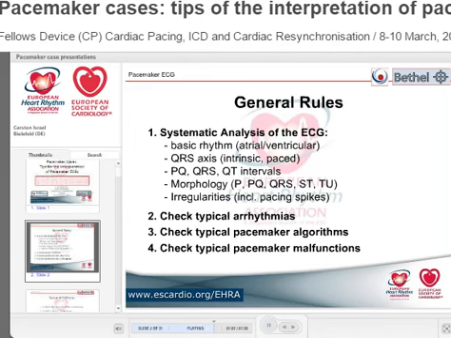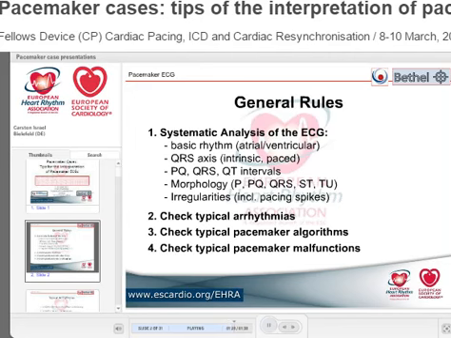Look at the morphology and irregularities. Particularly look at the pacing spike and what is happening after the spike. A P wave, a QRS complex, is the spike-to-signal distance always the same or different? That is the key to understand pacemaker ECGs.